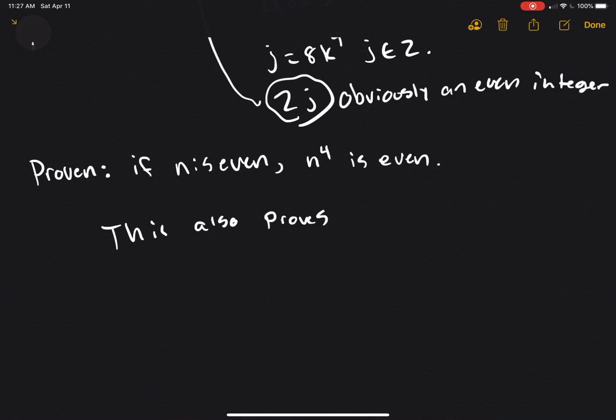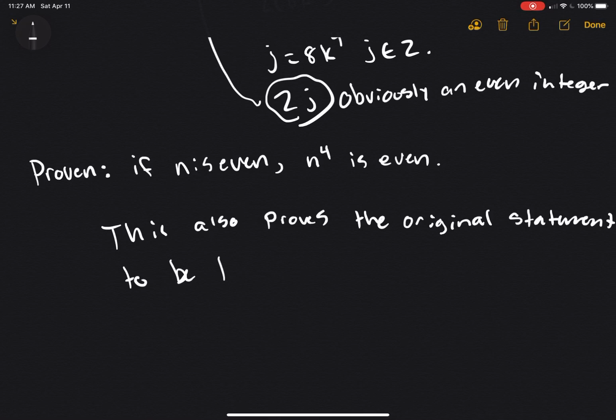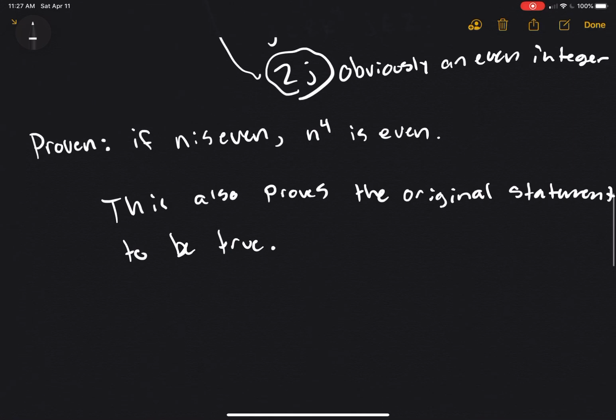We will say that this proves the original statement to be true. And our original statement was, if n to the fourth is odd, n is odd. And that's my proof.